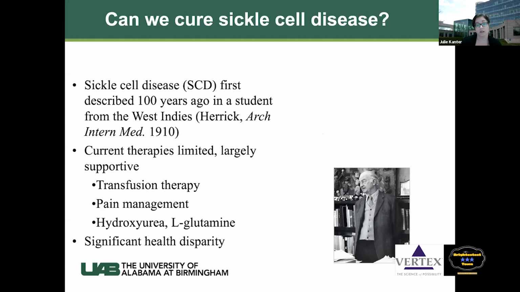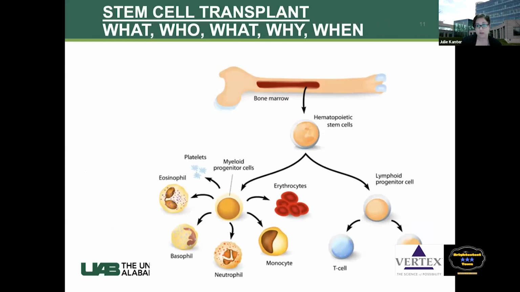This is actually Dr. Herrick, who originally identified sickle cell disease in 1910. When we think about stem cell transplant, it is important to understand where stem cells come from. They're in the bone marrow. These are hematopoietic stem cells. That means that these stem cells cannot produce things like a new foot or a new hand. They can only produce blood cells. This is important because that is all we're trying to achieve, is to improve these stem cells so that the blood cells they produce do not contain sickle hemoglobin. Hematopoietic stem cells form lymphoid cells and myeloid cells. And it's these myeloid cells that eventually go on to produce red blood cells.